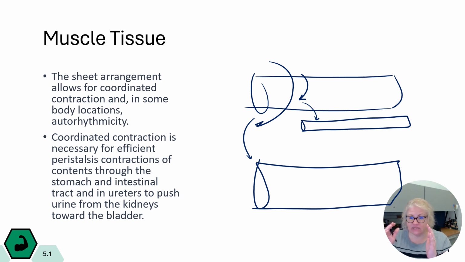It also allows us to shrink it like an inchworm and compress it. If you've ever seen an inchworm move, compress, extend, that allows us to move contents through the digestive system. So coordinated contractions are necessary for efficient peristalsis, moving the contents through the stomach and intestinal tract. Another place is the ureters. The ureters will push the urine using smooth muscle from the kidneys towards the bladder.